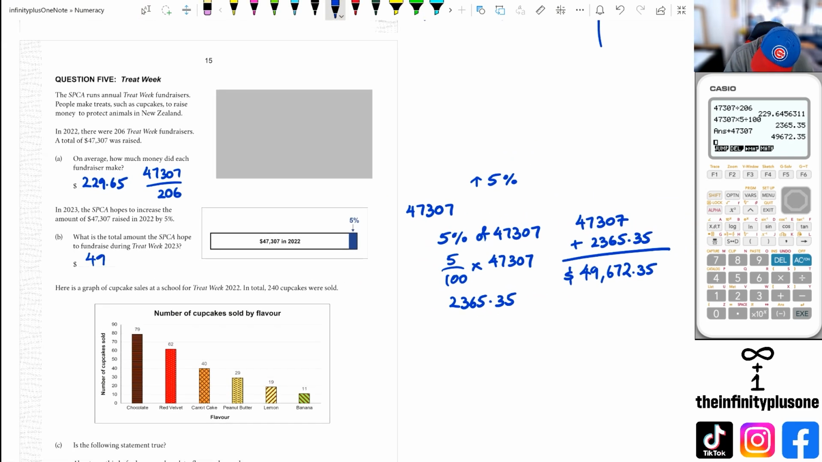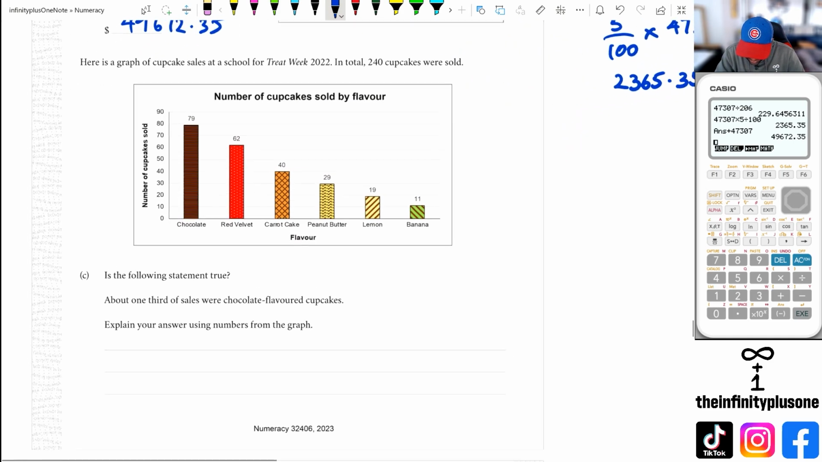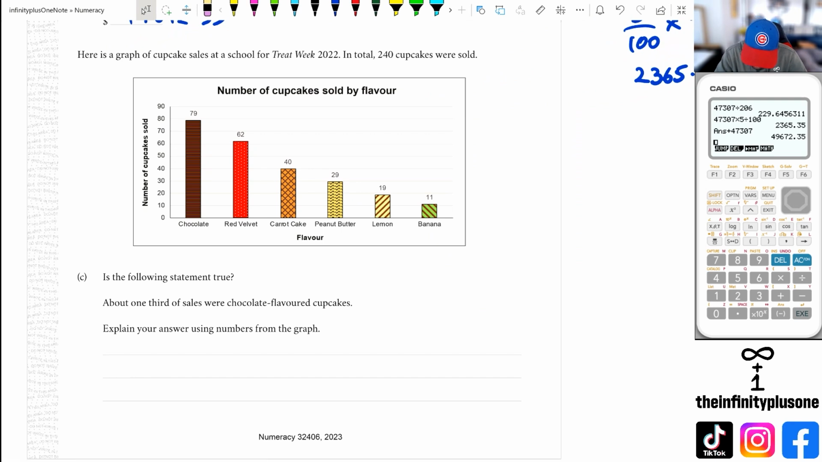So I've got 49,672.35. It's interesting because in the answer schedule, they've actually said allow an answer between 49,000 and 50,000. So you've got a bit of leeway there. All right, so let's go to the next question, 5C.